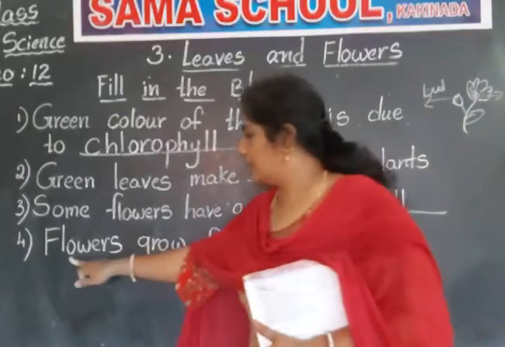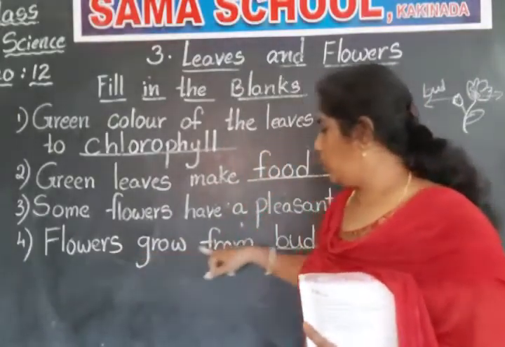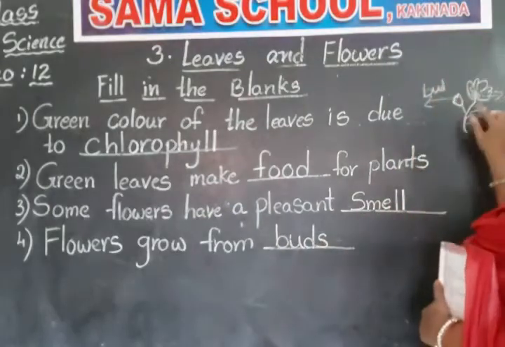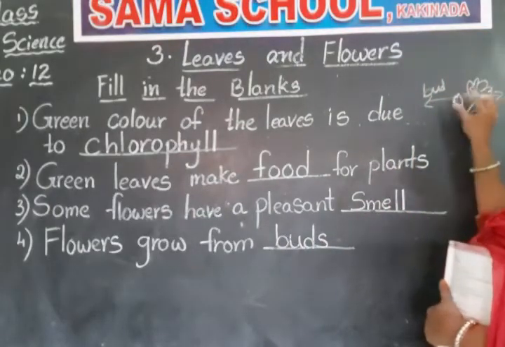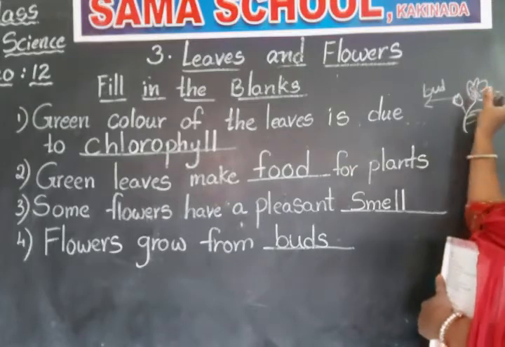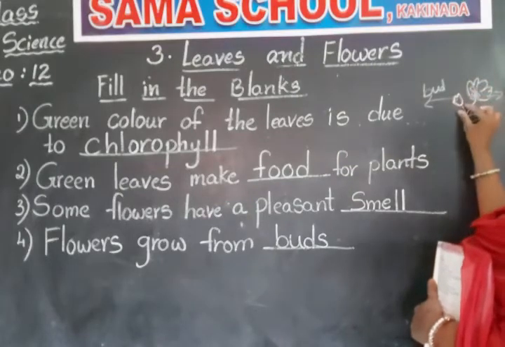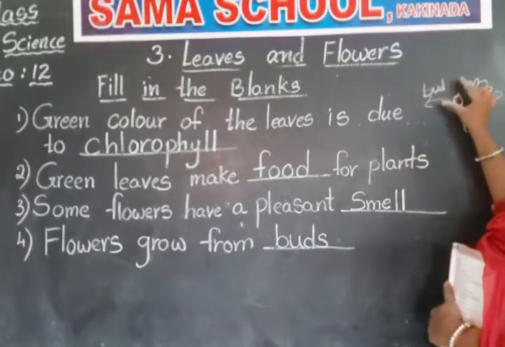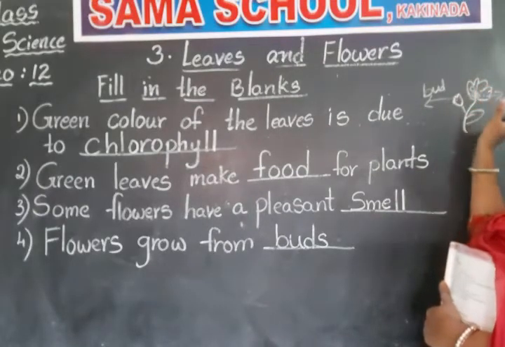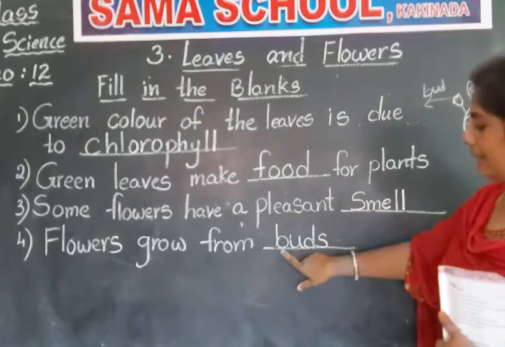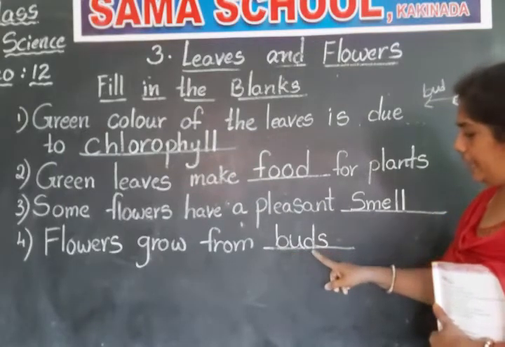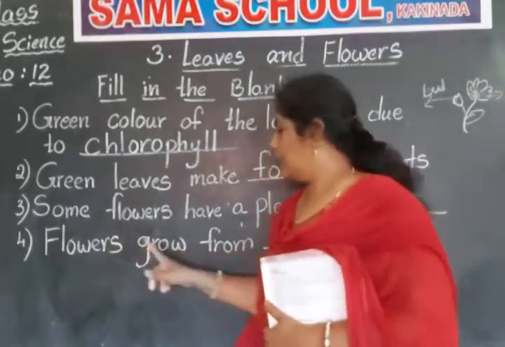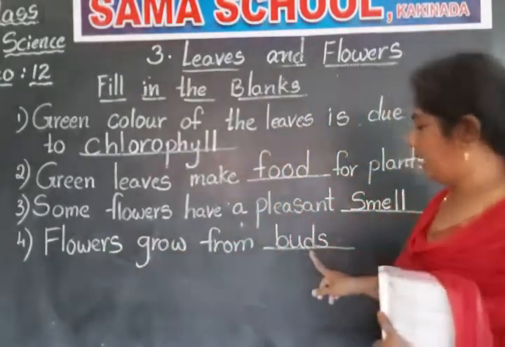Okay, fourth one. Flowers grow from dash. From where does it grow? First the flower will come out, or the bud will come out? No. First the flower comes from a bud. First, this is the bud. The bud will grow up and become a flower. B-U-D-S. Buds. Once again, flowers grow from buds.